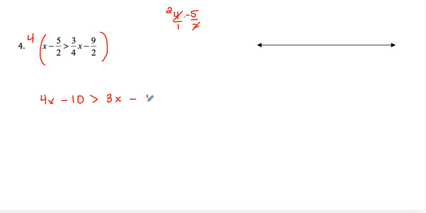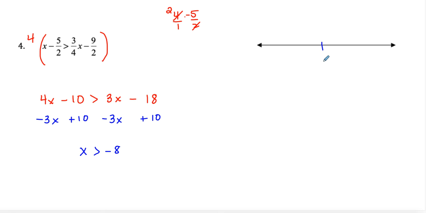2 times 9 is 18. Then you can simplify the inequality. Remember, we always want the variable on the left, so I'm going to bring that 3x to the left side. I'm going to add the 10. And that's going to give me x is greater than negative 8.